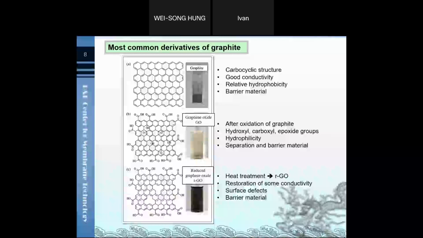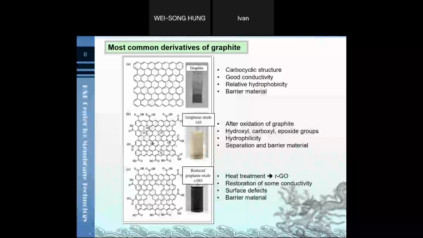Then here, this slide will also show the most common derivatives of graphite. Okay, here we can show the derivatives of graphite as follows: graphene, graphene oxide, and reduced graphene oxide. Each has its own characteristics. The graphene has the complete carbon ring structure, so it has good conductivity, but it's hydrophobic.